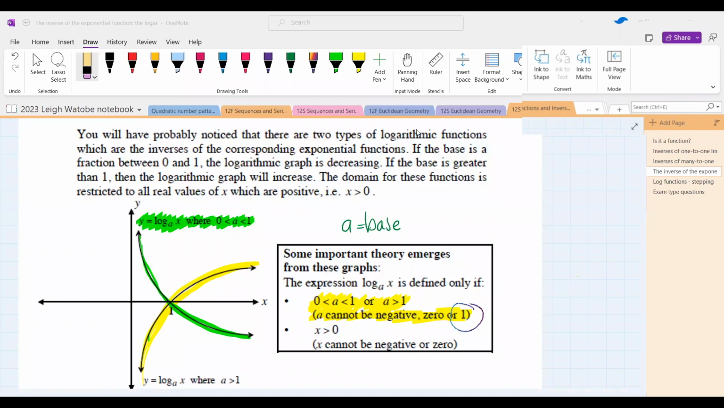Yeah, exactly. It doesn't change anything. Okay, our base cannot be 0 either. So our base cannot be 0. We cannot have a 0 base. We're not going to say y equals 0 to the power of something.